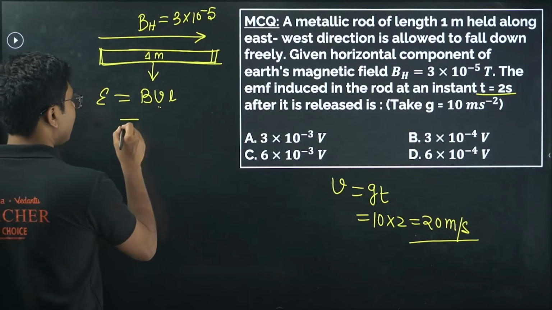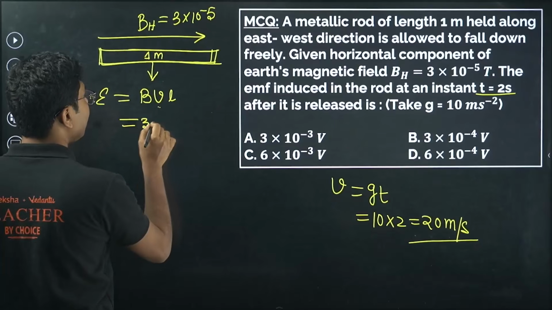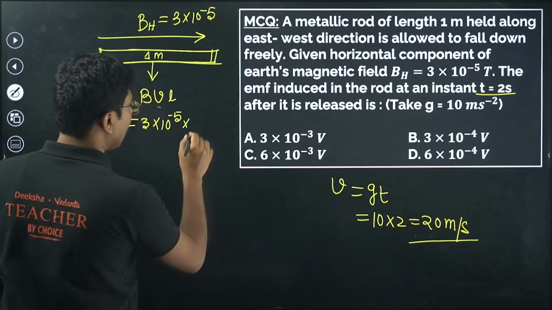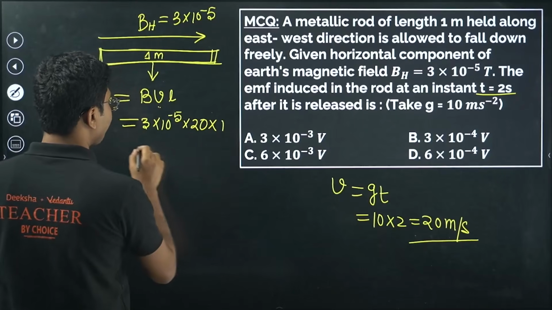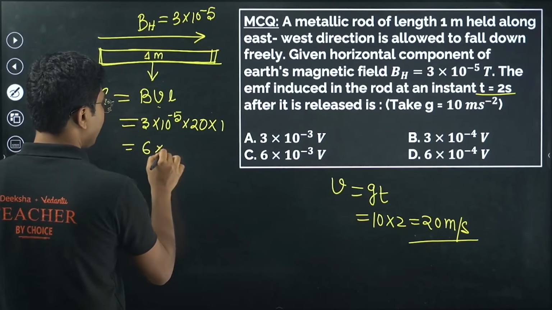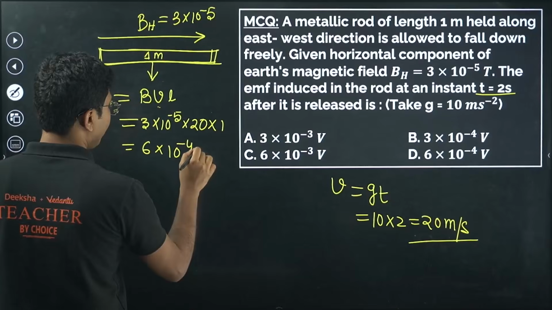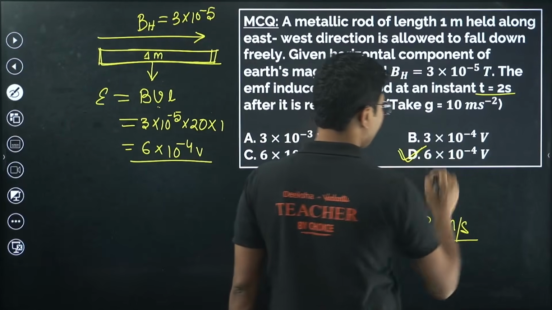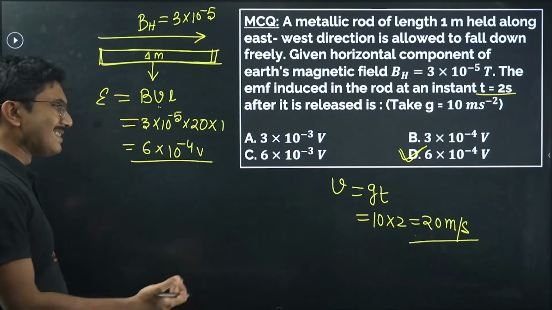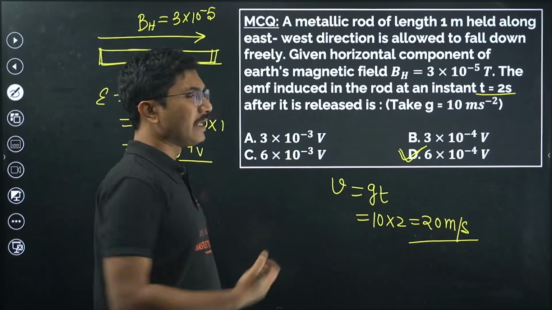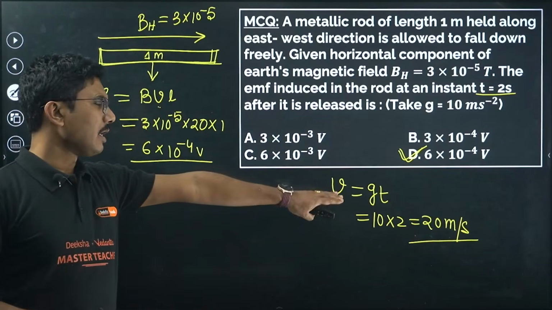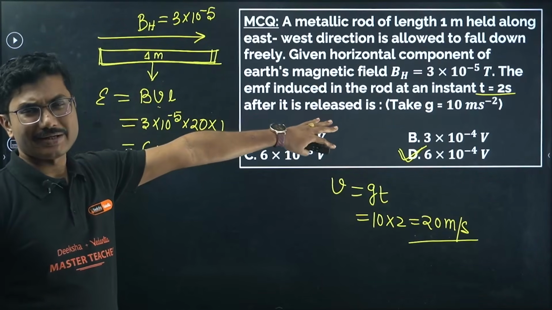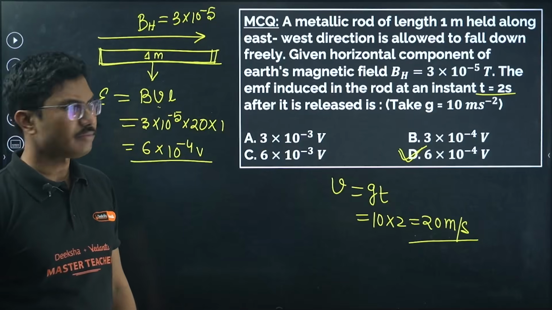Now everything is given. B is 3 into 10 to the power of minus 5, velocity is 20 and L is 1 meter. So you get 6 into 10 to the power of minus 4 volt. So induced EMF is 6 into 10 to the power of minus 4 volts. Easy question. Don't make things complicated. The only complication you might face is the velocity. For that, gravitational acceleration is given, which means you have to use the equation of motion.